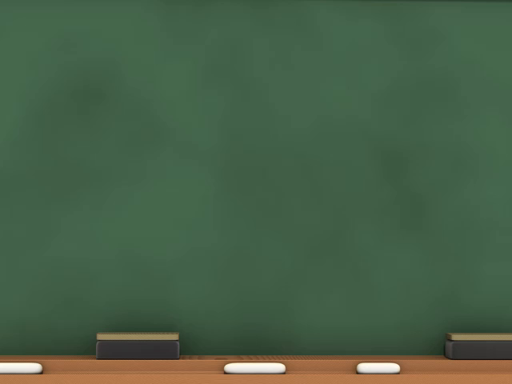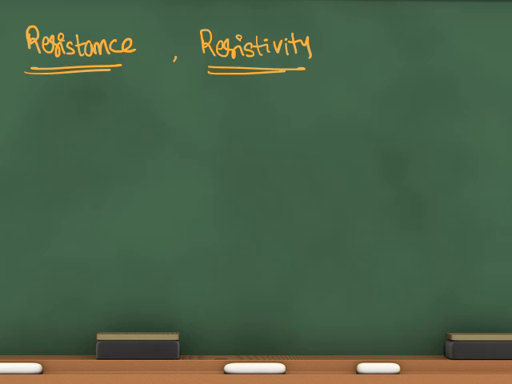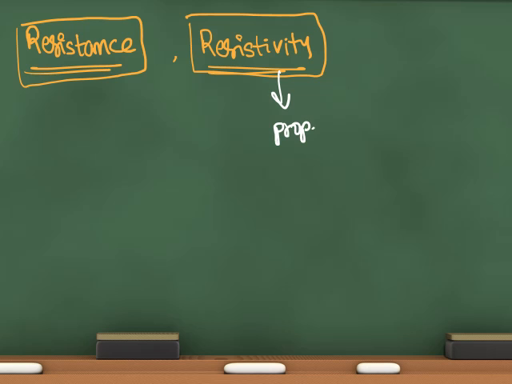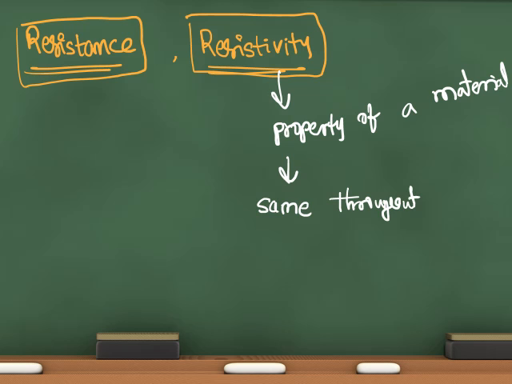Now we will discuss next network concepts. Till now, we know what is resistor, what is resistance, and what is resistivity, and what is the role of resistance and resistivity. Resistivity is a property of a material. It will be the same throughout the material, at constant temperature.